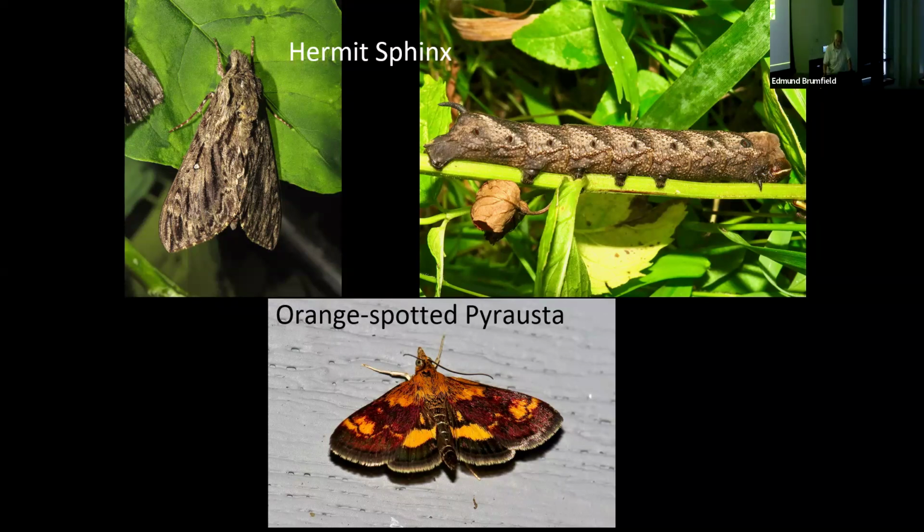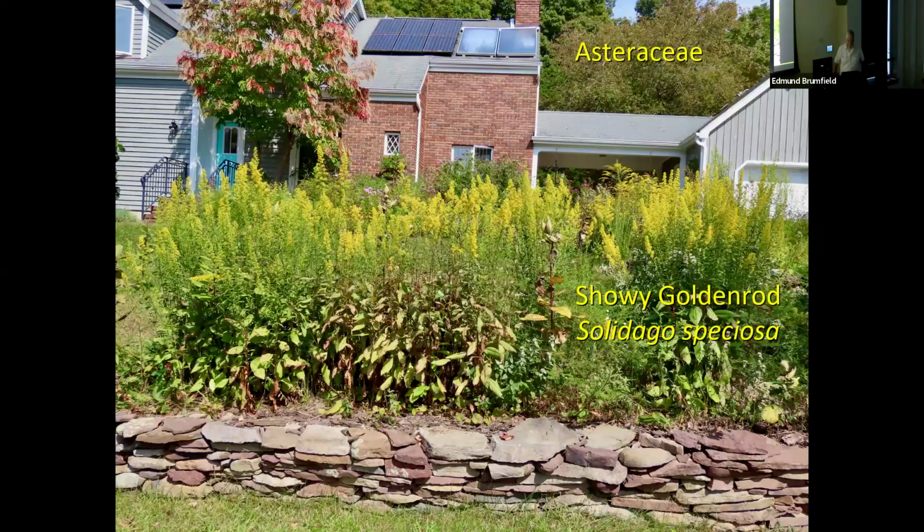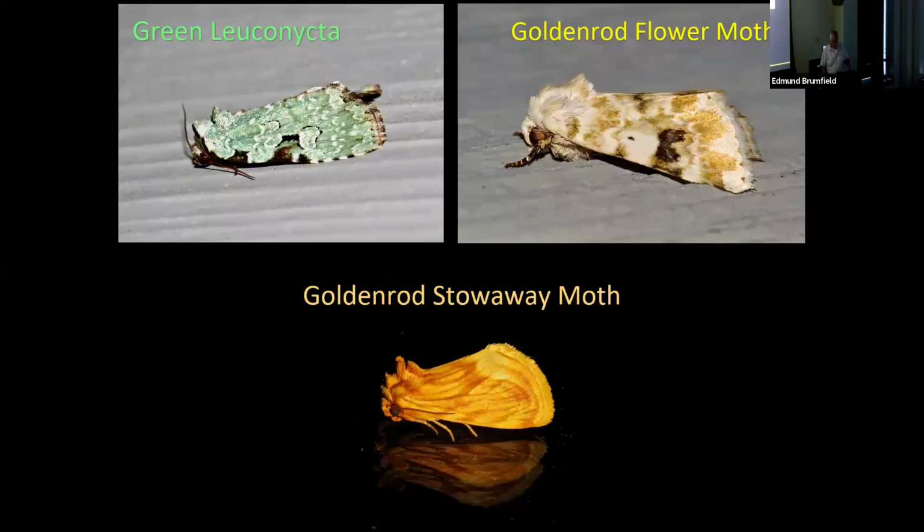And a very pretty one, small but pretty, the orange-spotted pyrausta. There's many species of pyrausta, and several of them actually host on mint. Goldenrods and asters, the Asteraceae family. Of all the herbaceous plants, according to Doug Tallamy, goldenrods and asters host, or goldenrods in particular, host the most moths or leps in general. So let's take a look at a few of these.